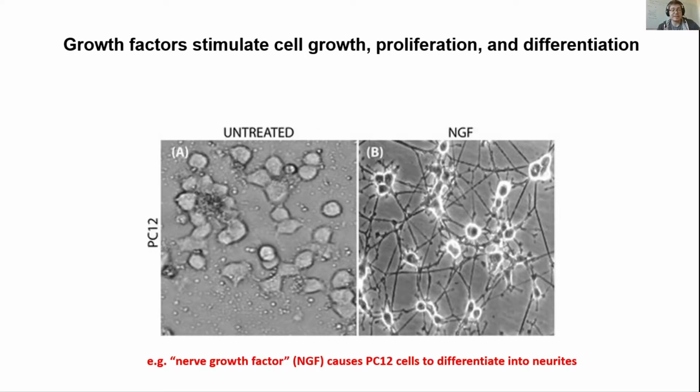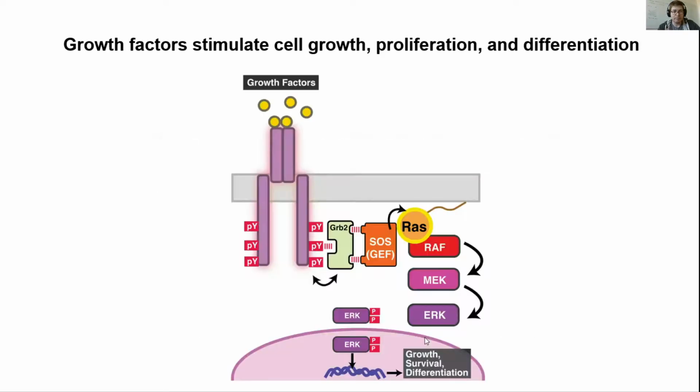To see an example of this in action, if you take these PC12 cells and grow them in culture like this, untreated cells will adopt a sort of blobby morphology. But if you treat these cells with nerve growth factor, also known as NGF, it causes the PC12 cells to differentiate into neurites, like you see here. So how does this signaling work? Well, basically, if you look in a book or at these slides, you'll see a diagram like this, and they say this is growth factor signaling.